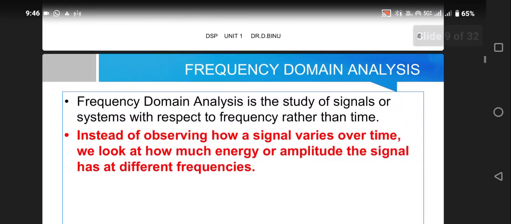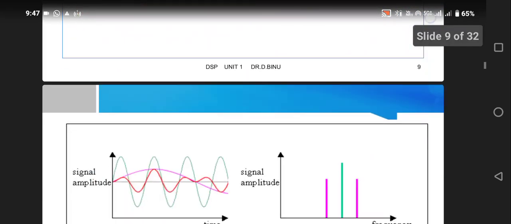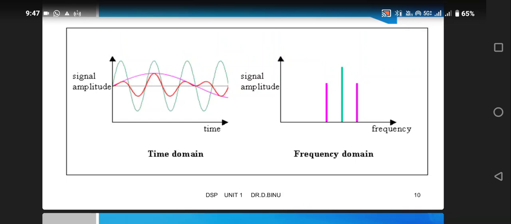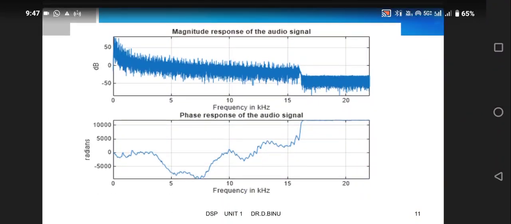What is meant by frequency domain analysis? Frequency domain analysis is the study of signals or systems with respect to frequency rather than time. Instead of observing how a signal varies over time, we look at how much energy or amplitude the signal has at different frequencies. The variation between the time domain signal and the frequency domain signal is represented here. The magnitude response as well as the phase response of the audio signal is represented.